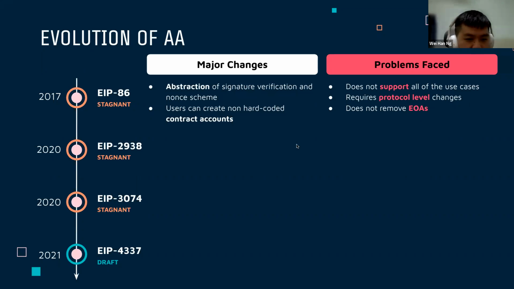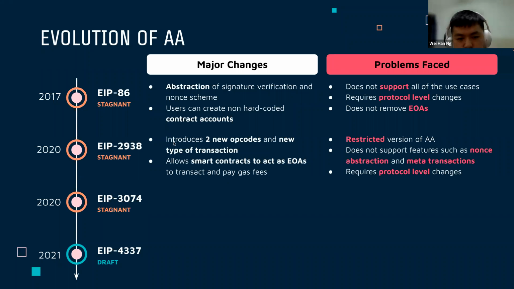Yeah. Next, we have EIP 2938. EIP 2938 introduces two new opcodes and a new type of transaction. I won't go too deep, but basically it allows smart contracts to act as EOAs to transact and pay gas fees, right?